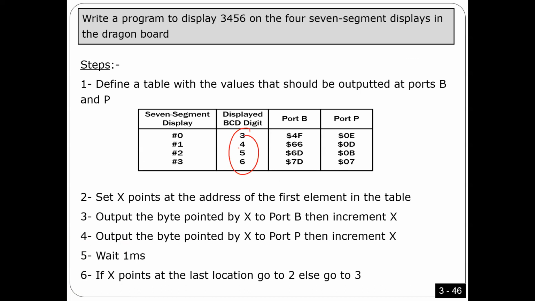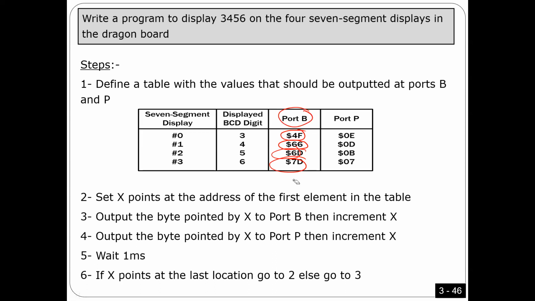I want to display 3, 4, 5, 6. I want to display this number. Okay. That means if you want to display this number, this is the code for 3. This is the code for 4. This is the code for 5. This is the code for 6. And this code has to go to port B, right?